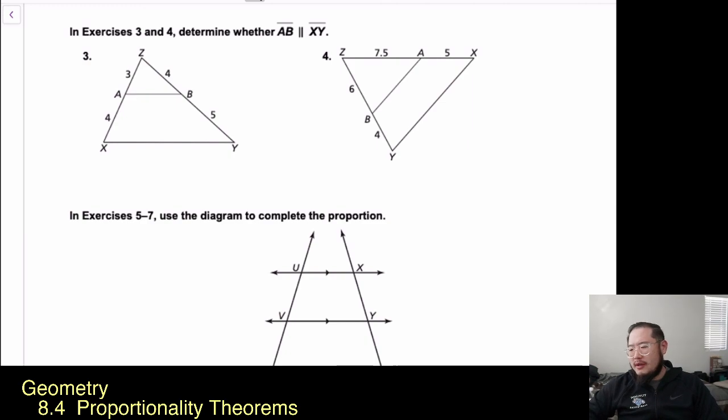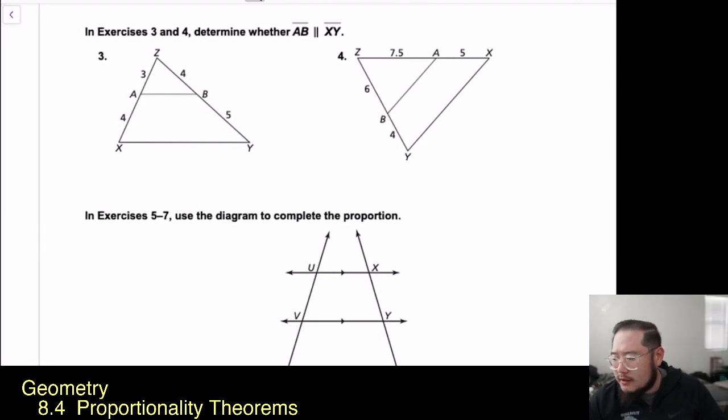We want to determine, is segment AB parallel to XY? So think about the converse to the triangle proportionality theorem. We've got to figure out, are things proportional here? If they are, then they happen to be parallel. So I am looking right here.